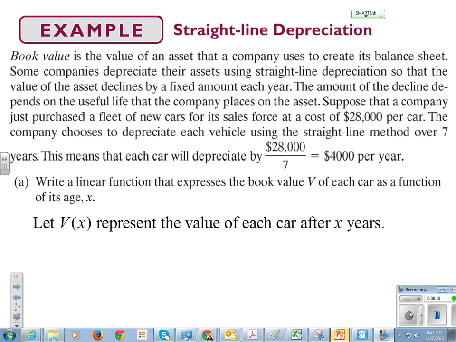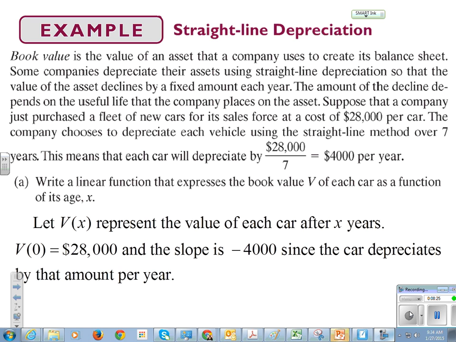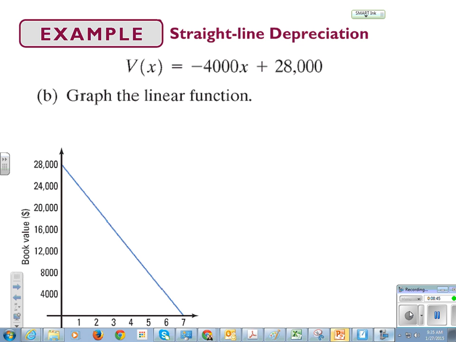So we're going to say v(x), value for v, is the value of each car after x years. We're going to say that its initial value is $28,000. The slope is negative 4,000, since it depreciates that amount each year. So my function is v(x) = -4,000x + 28,000. So we're going to graph this linear function. We start at 28,000, and our change in y is every year we lose $4,000.